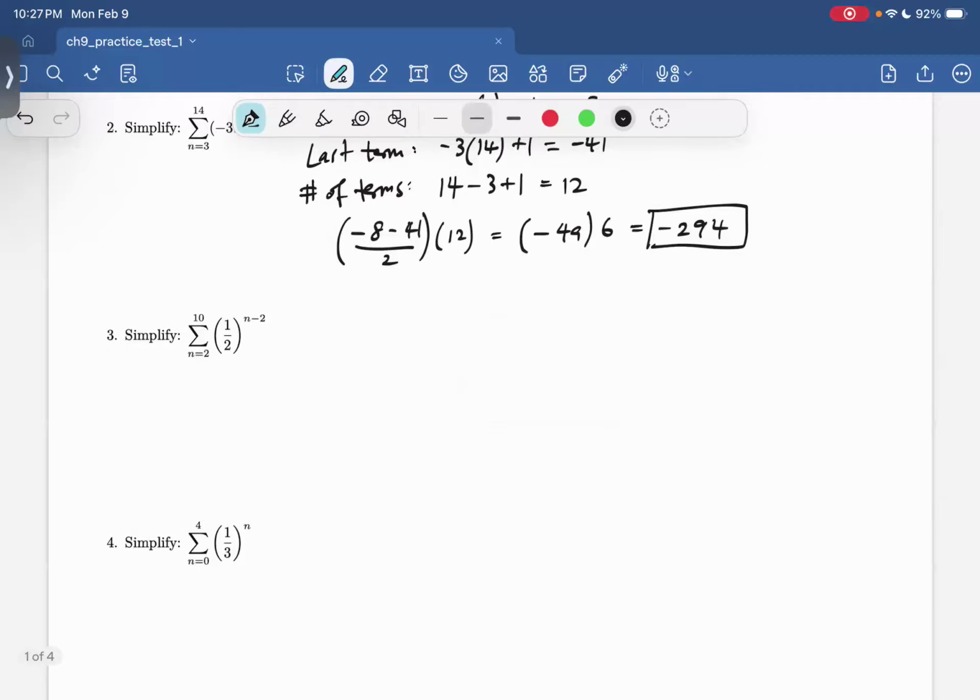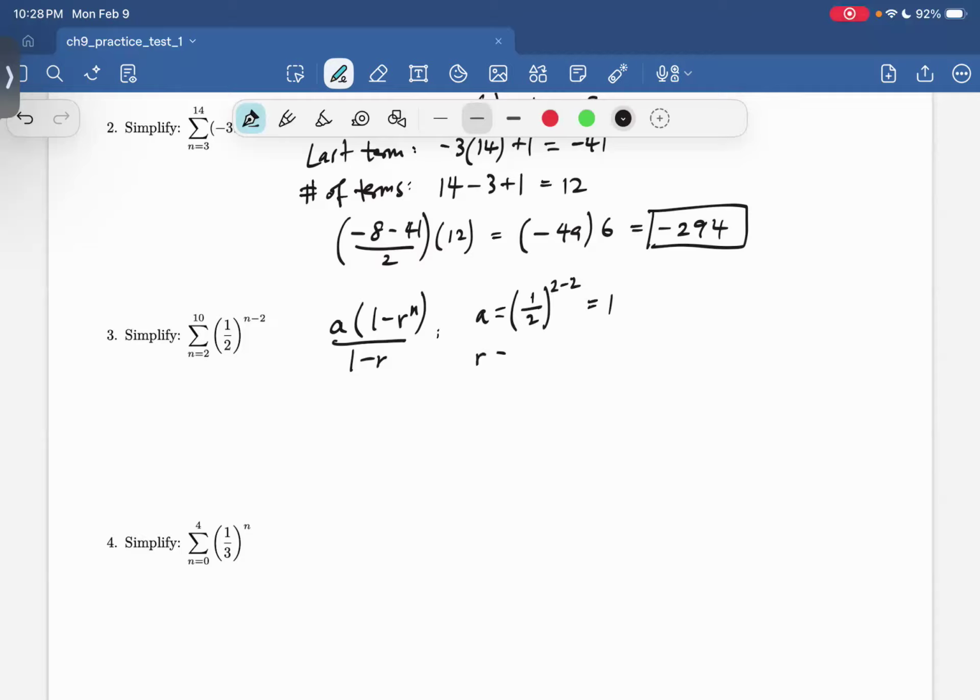Next question, we have a summation of a geometric sequence. So let's recall the formula: a times (1 minus r to the n) over (1 minus r), where a is the first term, r is the ratio, and n is the number of terms. All right, so here, the first term is going to be equal to, we just plug in n equals 2, so we'll have 1 over 2 to the power of 2 minus 2. That's 1.